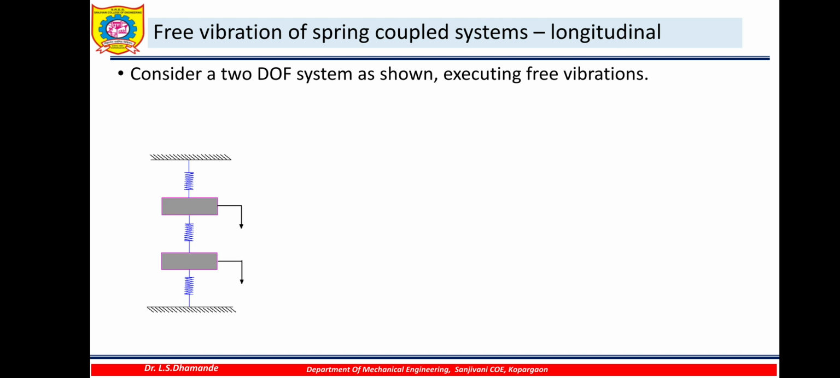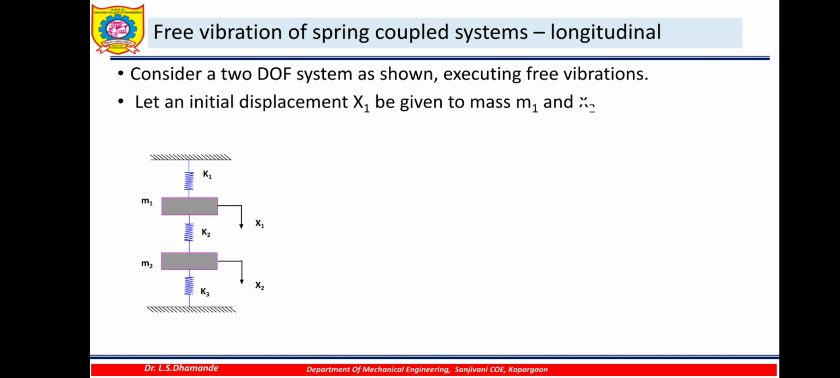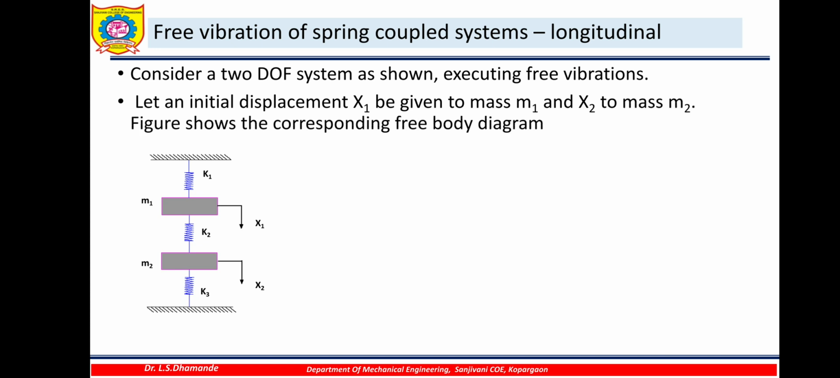Here you can see there are two masses, M1, M2, and the stiffness of the springs K1, K2 and K3 as indicated in this particular figure. Three springs are used here and two masses, M1, M2, and their displacements X1 and X2. Okay, so now we have to draw the free body diagram for this particular mass M1.